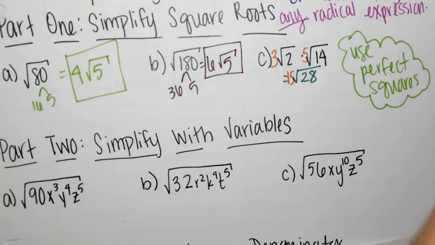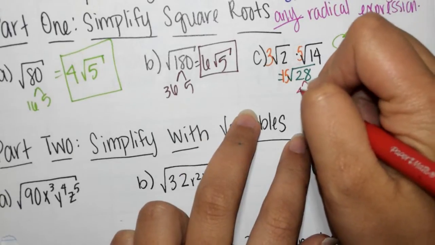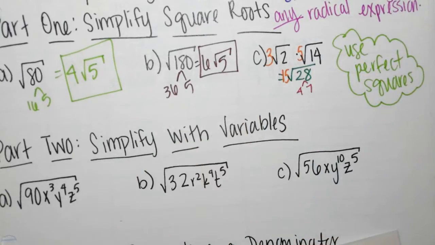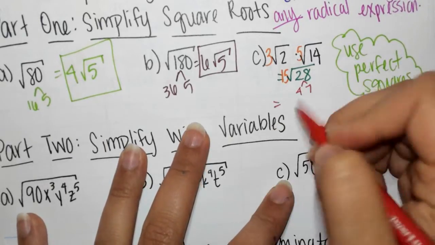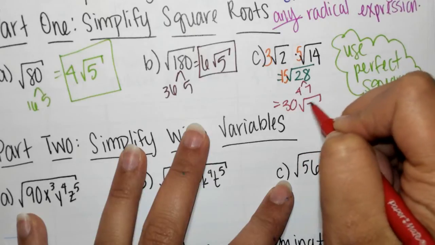What's the biggest perfect square that goes into 28? 4 and what? 7. And what's the square root of 4? 2. So what are you going to do with that 2 and 15? Multiply. 2 times 15 is? 30. Root 7.